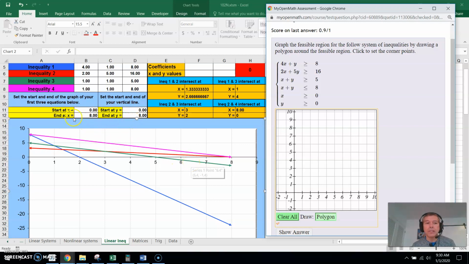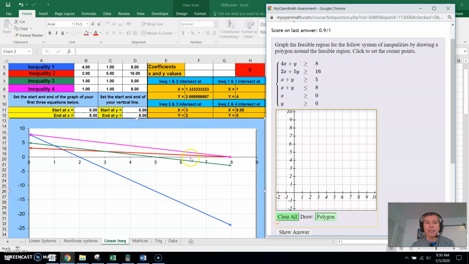Now, you can see that this is color-coded. Blue, red, green, pink is the order that I have these in. So my first inequality is in blue. This first inequality says greater than or equal to, so that means the solution set is above the blue line. Let's look at the pink line. The pink one is the fourth one. The fourth inequality says less than, so that means it's below the pink line.